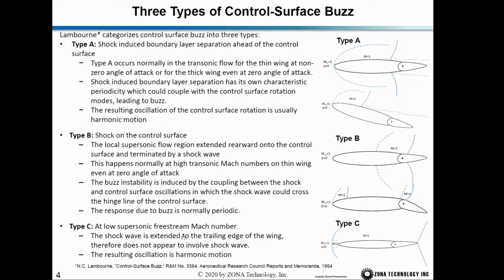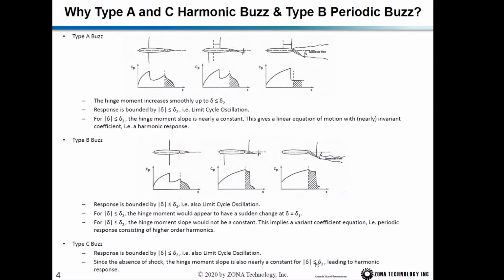Type C buzz occurs at a low supersonic Mach number. At a low supersonic Mach number, the shock wave extends to the trailing edge of the wing. The resulting oscillation is harmonic. And why is the type A and type C buzz a harmonic response, and type B a periodic response?